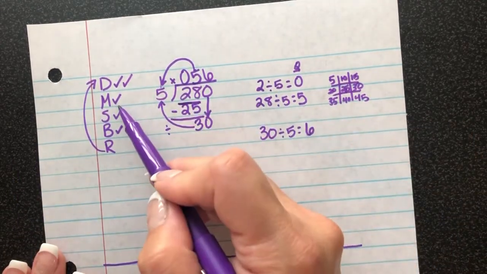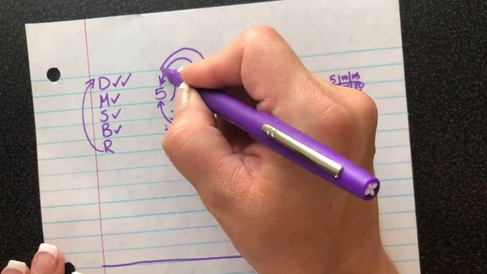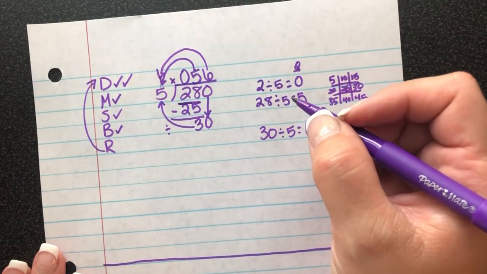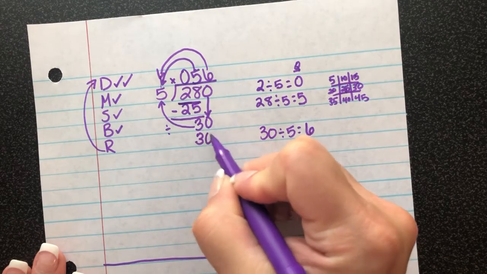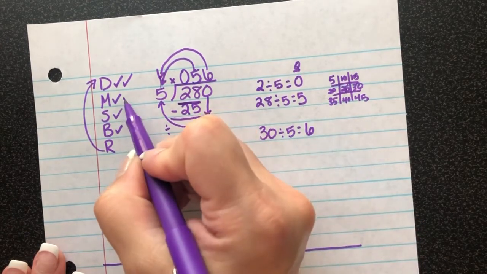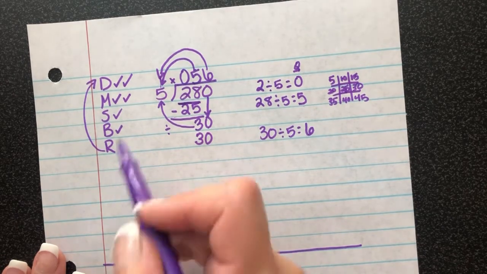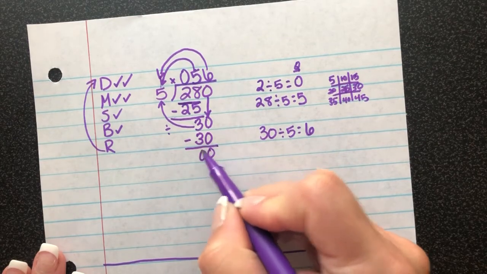Now I need to multiply. I'm going to take the 6 that I just placed up here and multiply it times my divisor of 5. 6 times 5 is 30. That's going to go down here under the 30 that we had. I've marked off my multiplication. Now I need to subtract. So I'm going to subtract 30 minus 30, which leaves me with 0.